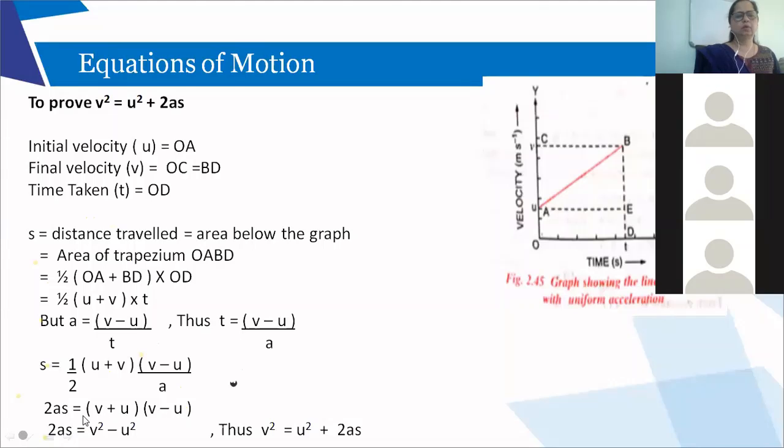So now 2AS equal to V square minus U square, because this is the algebraic identity, V plus U into V minus U. So therefore V square equal to, now U square you take on the left hand side. So V square equal to U square plus 2AS. Okay? Understood? So these are the three equations.